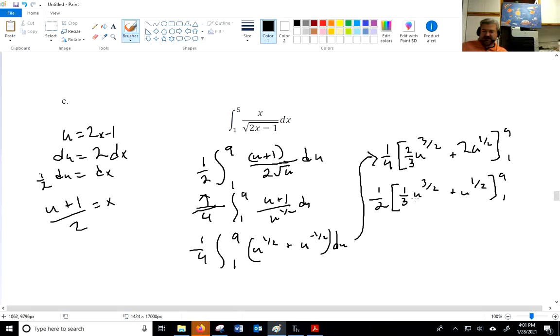Let's plug in 9. 9 to the 3/2. Well, the square root of 9, that's the 2 on the bottom. Let's do that first. The square root of 9 is 3. 3 cubed is 27, but over 3 is 9.